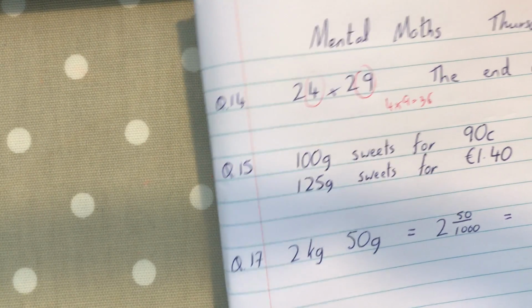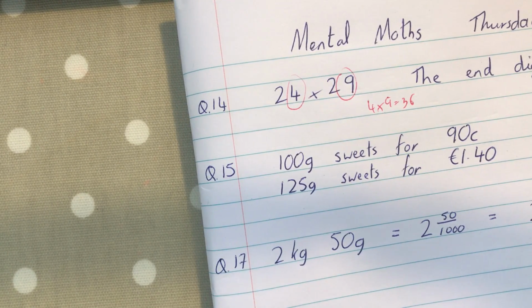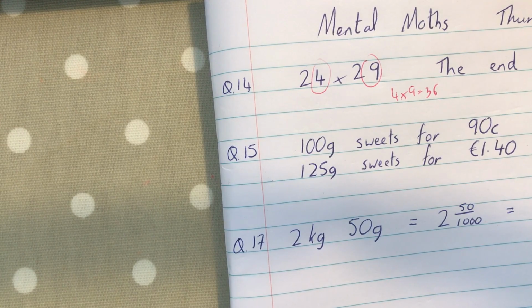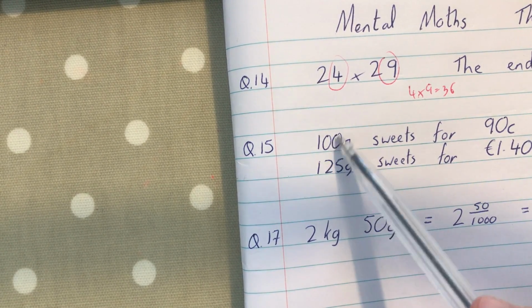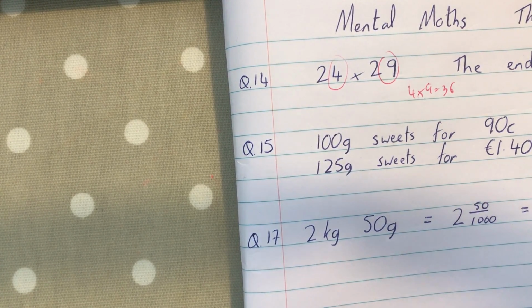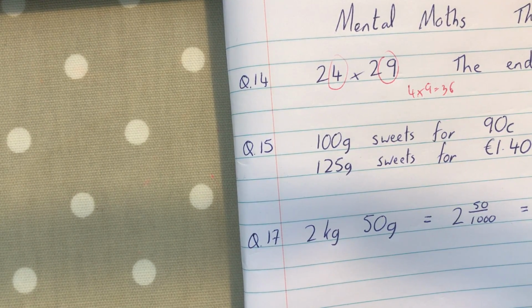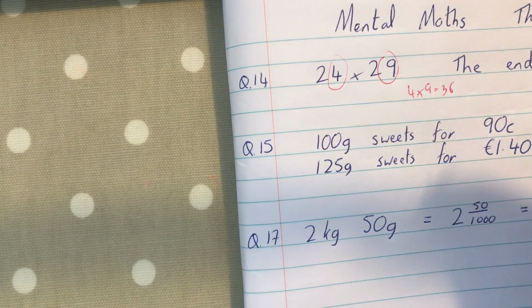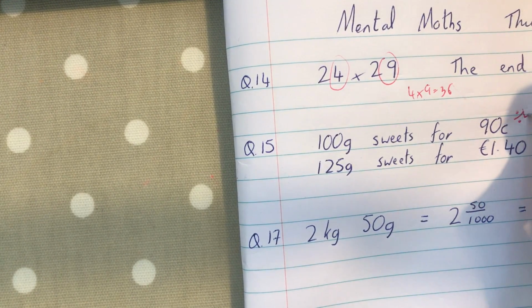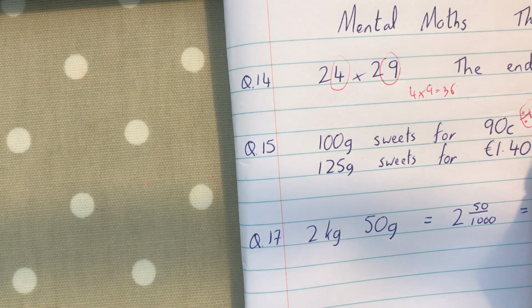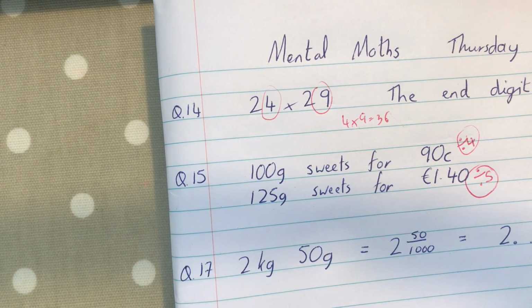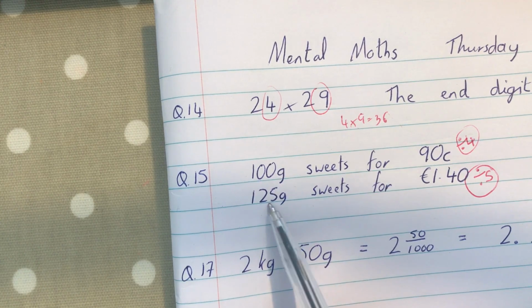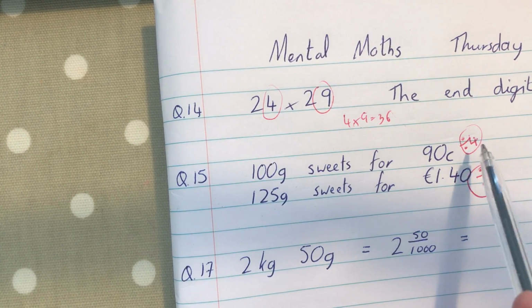You'll figure that out. Now for question 15, this one, 100 gram sweets for 90 cent, or 125 grams of sweets for €1.40. So again, you must have the same quantity here, the same amount. And you do that by multiplying or dividing. So looking at it there, I'd say I'm going to bring both rows to 25 grams. So I'm going to divide the top row by 4, and I'm going to divide the bottom row by 5. That brings both of these here to 25 grams, and then you can compare which is the cheapest. You can use a calculator if you want for that one.